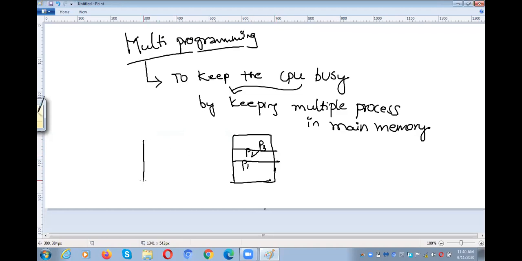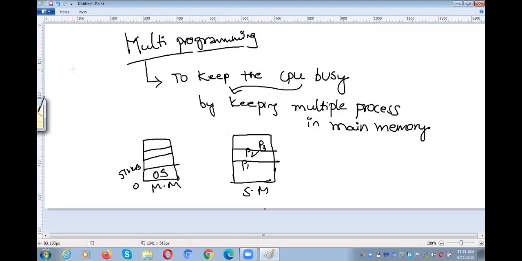Available in secondary memory, and this is main memory. This is a secondary memory and this is main memory. So initially the first portion is occupied by the operating system, and all the remaining portion here is divided into partitions.